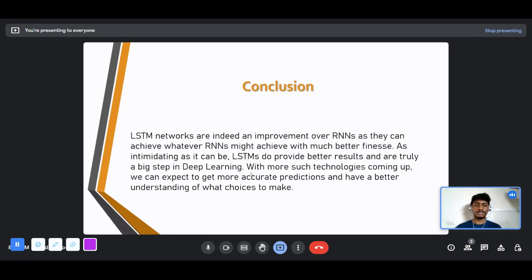So, in ending, I would just like to say that LSTMs are the way of the future in AI and NLP related projects and work in NLP related work.